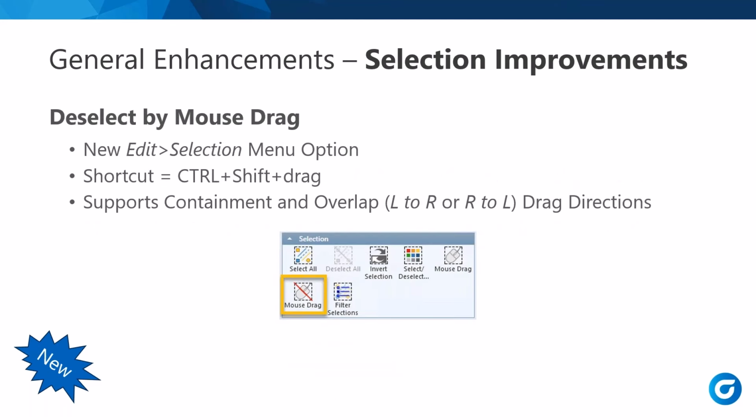We also have a deselect by mouse drag. The same mouse drag, left to right or right to left, applies here, but now either in the edit selection menu or using Control Shift, you'll be able to deselect as well as select.